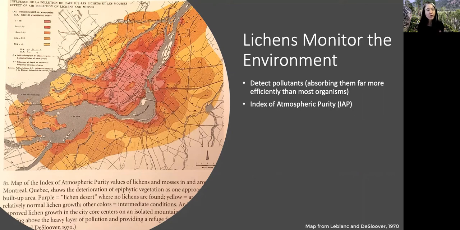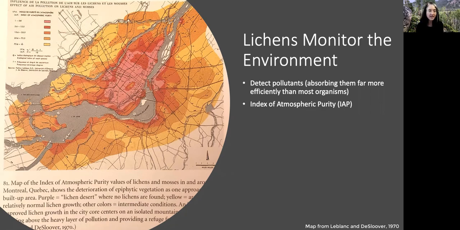So this has been exploited to allow us to very technically detect and calculate an index of atmospheric purity, or IAP for short. This particular map on the left is Montreal, and it shows us the IAP where, if we're looking at the city center and the heart of the city here, we notice that these colors of pinkish purple actually indicate lichen deserts, where the lichen has been killed by the environmental pollutants.